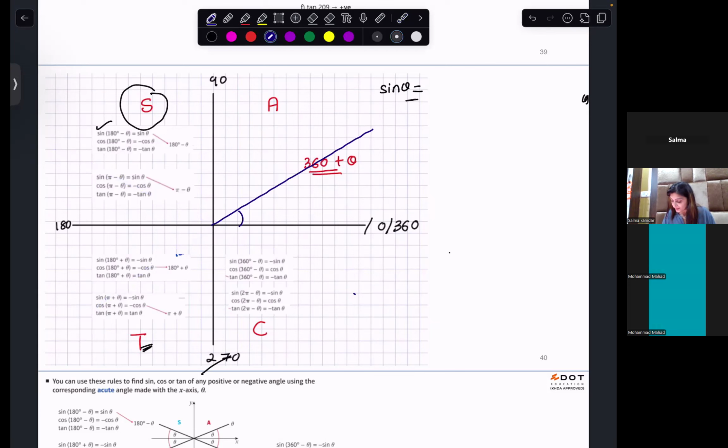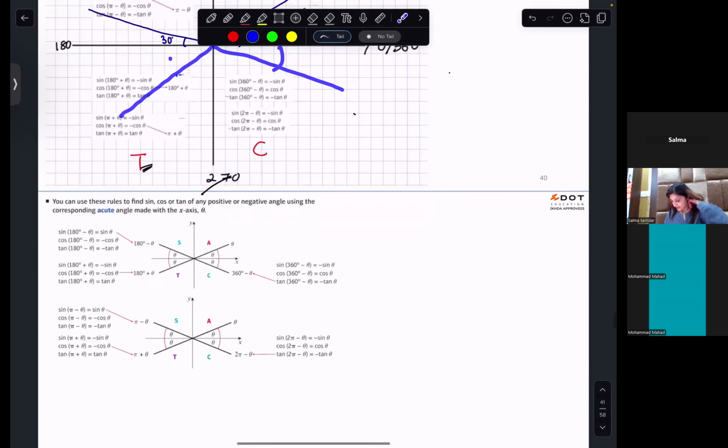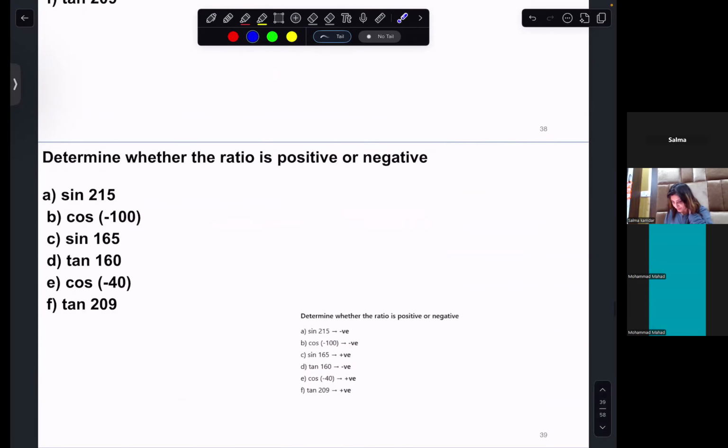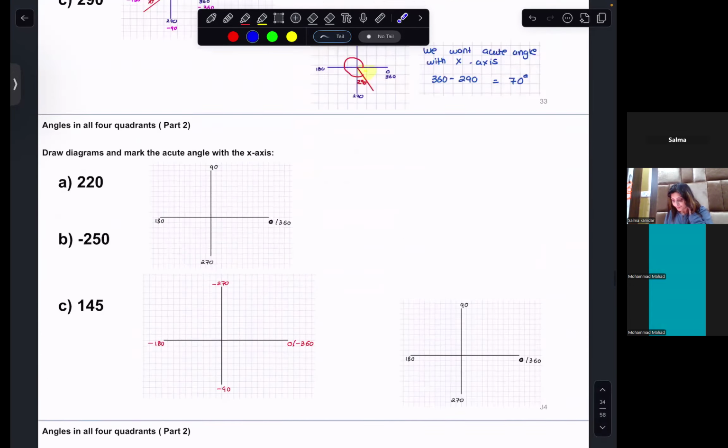I have this value of 30 degrees. To get this angle, what will I do? You'll do pi minus 30, 180 minus 30. Then 180 plus 30, and 360 minus 30. And you can use the CAST rule to determine the positives and negatives. Are you sure? Very comfortable with this? Yes.